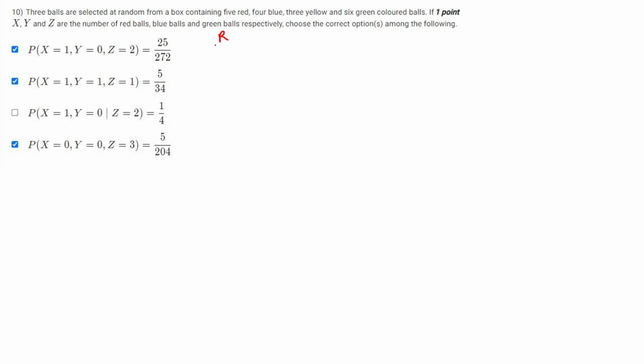So the number of red balls is 5, blue balls 4, yellows 3 and greens 6, and now the total number of balls is 18. So X is nothing but red balls, Y is nothing but blue balls, and Z is nothing but green balls. Okay, so 3 balls are selected.